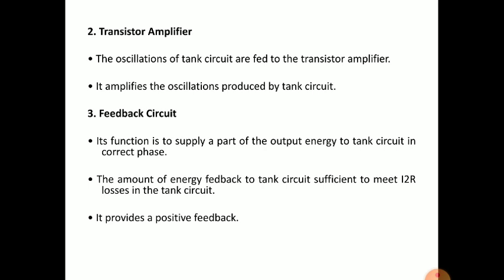So in order to maintain, whatever power we are losing because of I square R should be compensated by this feedback circuit. So the feedback circuit will do two things here. It should produce an in phase waveform with the correct phase with the tank circuit, and it should also compensate the I square R losses. The amount of energy fed back to the tank circuit is sufficient to meet the I square R losses in the tank circuit. So it provides a positive feedback. It should be in phase, so positive feedback. There is no loss of signal. It is adding the signal.